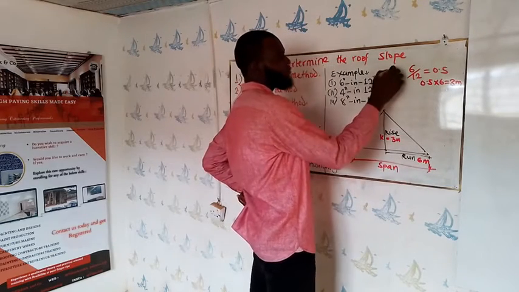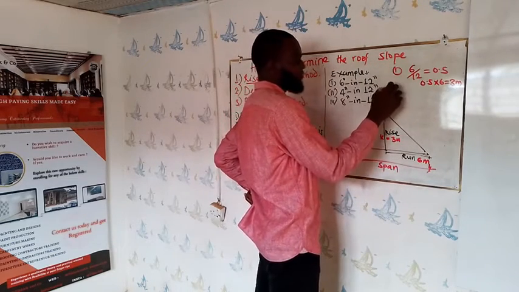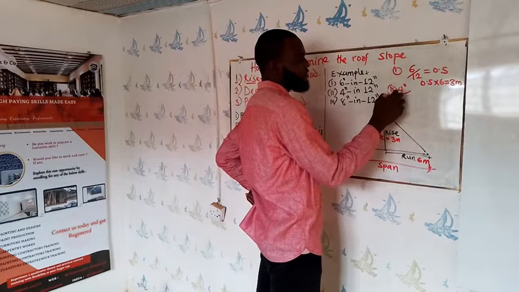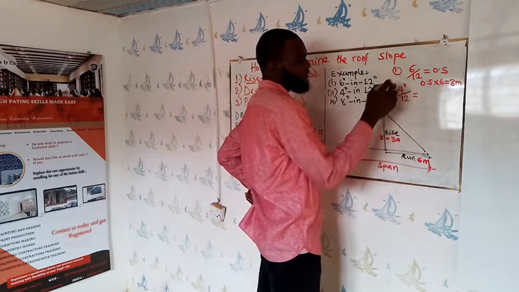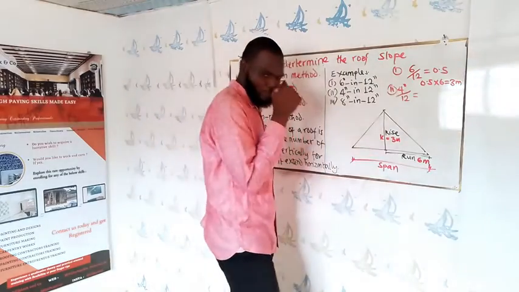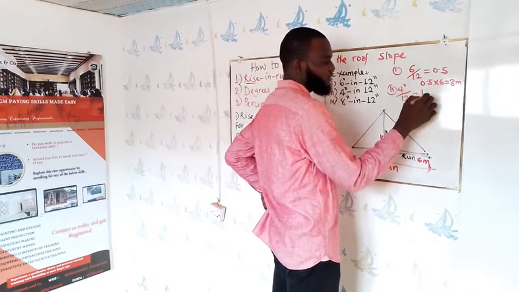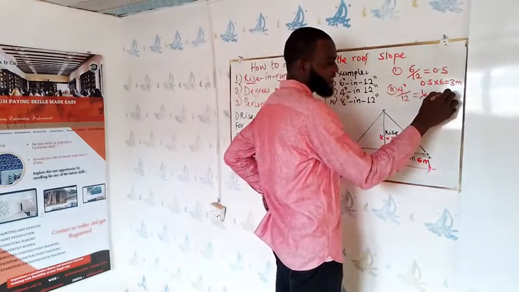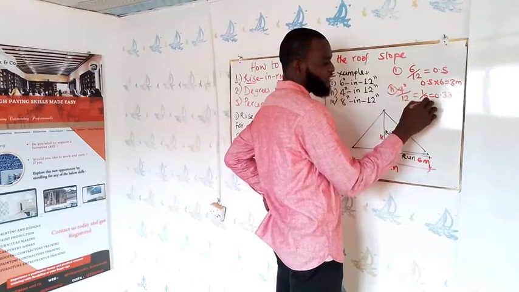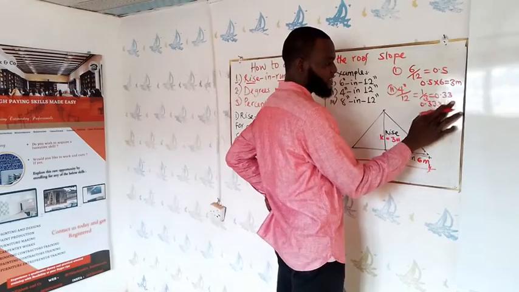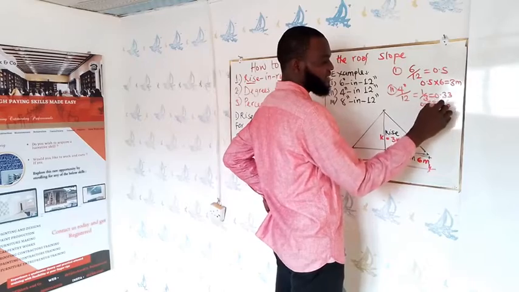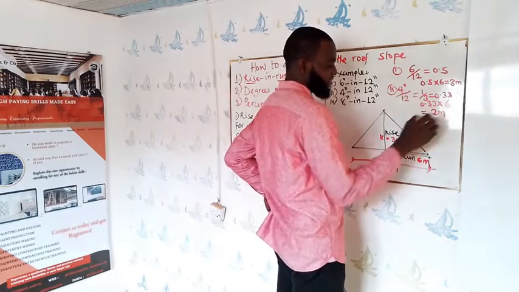The second example, 4 in 12. So 4 divided by 12 is 1/3, which is 0.33. So 0.33 times 6 will give us 2 meters.